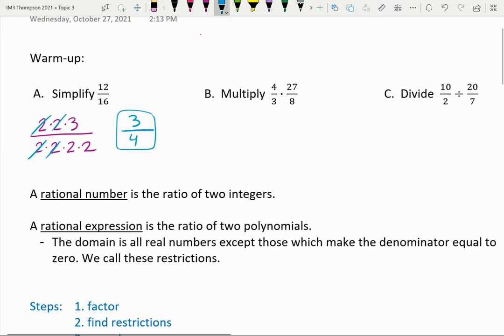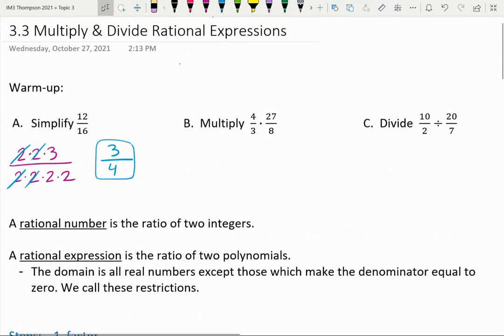All right. So then B, when I multiply, again, I'm going to write this out as a product of its prime factors. 4 is 2 times 2. 3 is prime. When I take 27 and do the prime factorization, I get 3 times 3 times 3. Whoops, I wrote the wrong number there. 8 breaks down into 2 times 2 times 2.